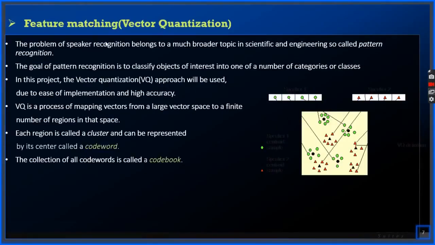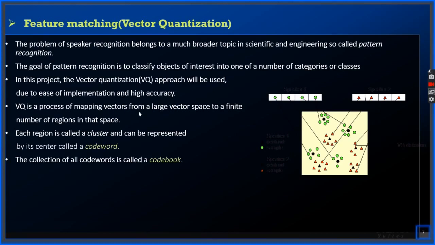This is the second part of the speaker recognition system: feature matching. This can be done in various ways, either by using a deep neural network or Gaussian mixture models. We choose vector quantization because it is one of the pattern recognition techniques. We choose this technique because it can be implemented easily and with high accuracy.